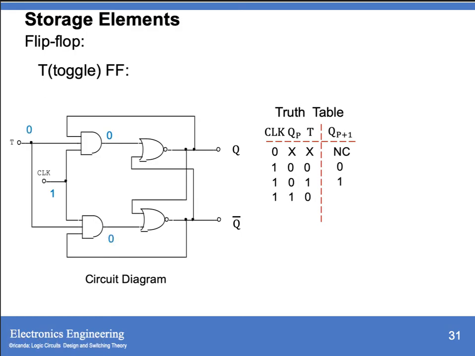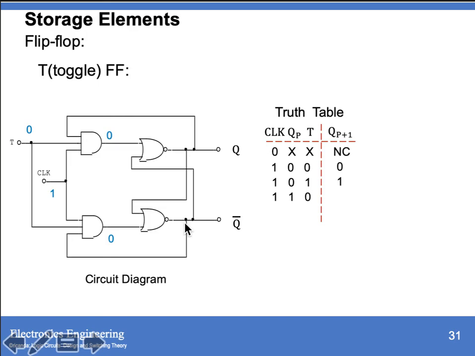If we have 1, 0, so your T is 0, so both outputs of your AND gates are 0. So we now have to determine your next Q and next Q bar from your previous Q. So your previous Q is 1. So we have 1 NOR with 0.